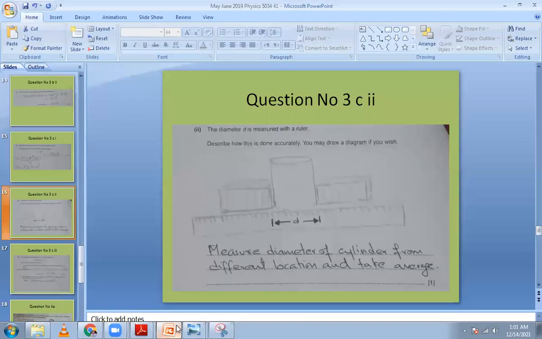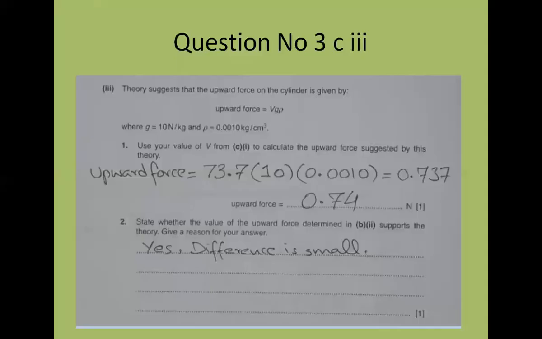So let me show you my answer. I have written this value. Okay, so here we go. The upward force will be equal to V G rho, 73.7 centimeter cube into 10 Newton per kg and into 0.0010 kg per centimeter cube. So your final answer will be 0.737, which is 0.74 Newton. So the upward force, according to the theory, is 0.74 Newton.